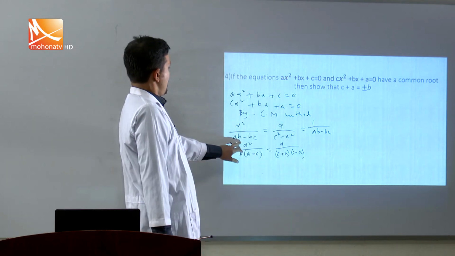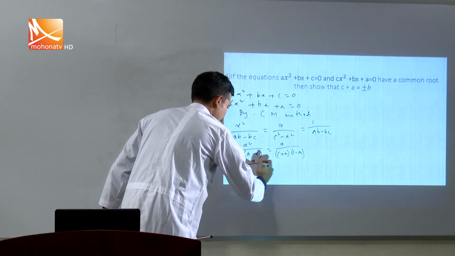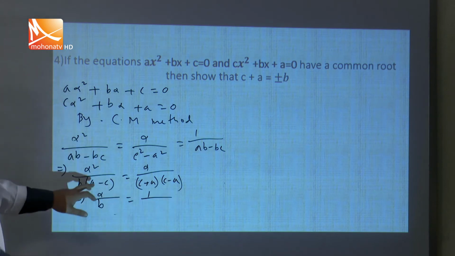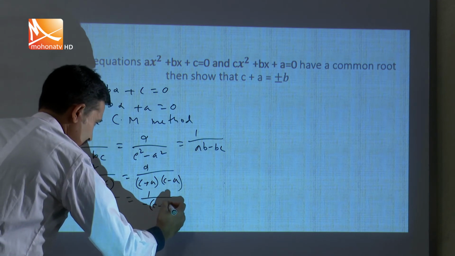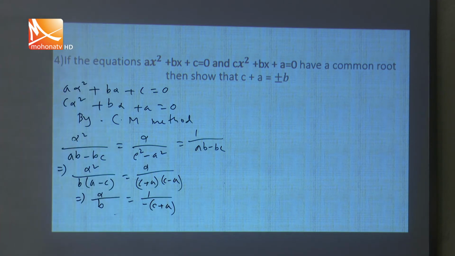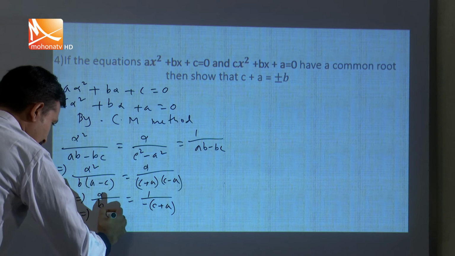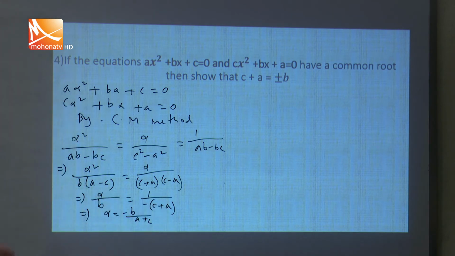Eliminating alpha, alpha by b equals 1 by (a minus c) times minus (c plus a), or alpha equals minus b by (c plus a). We get alpha equals minus b by (a plus c). This is from the first and second condition, and next the second and third condition.